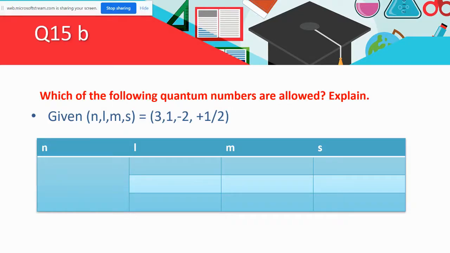Okay, and then let's have a look at 15b. Which of the following quantum numbers are allowed? Explain. So I'm using 15b as example. Is this set of quantum numbers allowed? Okay, let's check. How do you check? Of course, you have to find out the numbers. Okay, when n is 3, what are the possible L values? Yes, 0, 1, and 2. So is 1 correct? Yes.